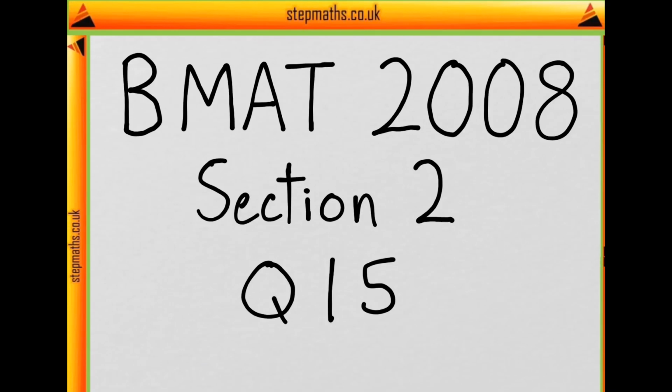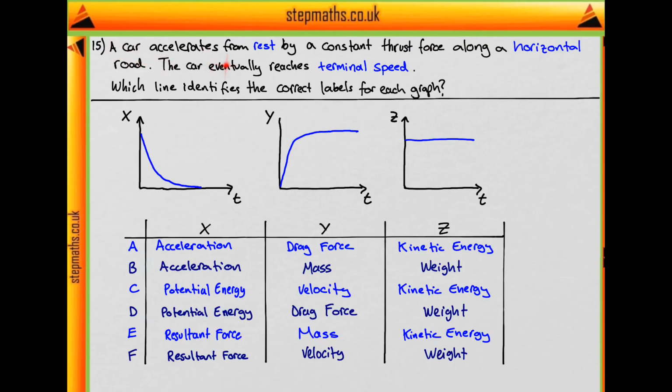Hello, in this video I'll be showing you how to answer the BMAT 2008 Section 2, Question 15. So we have a car that accelerates from rest by a constant thrust force along a horizontal road. The car eventually reaches terminal speed. Which line identifies the correct labels for each of these three graphs? So we will discuss each graph in turn.